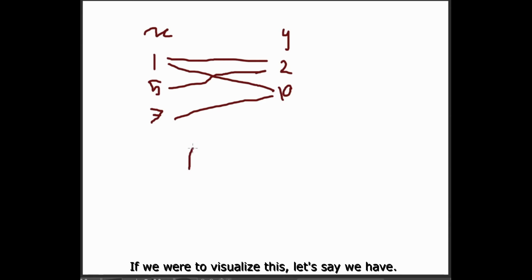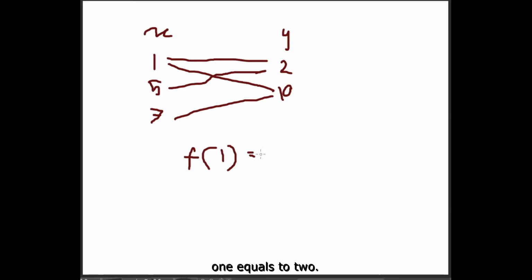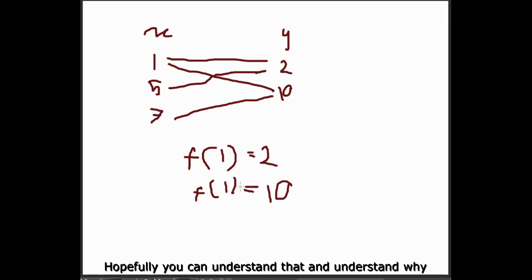If we were to visualize this, let's say we take the value 1, so it will be f1 equals to 2, 2 being the value of y and the function 1 relating to 2. This is the object, this is the image. But f1 cannot also equal to 10 because it is impossible. Hopefully you can understand that and understand why in a quadratic function we cannot have a one-to-many relationship. Moving on.